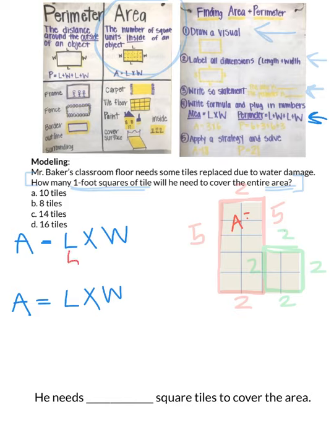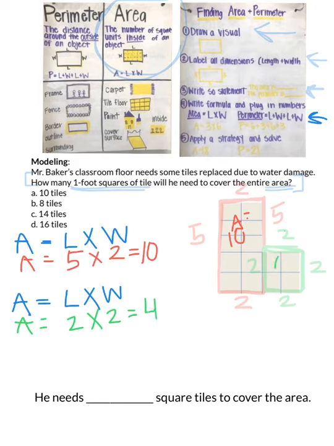My length is 5 and my width is 2. So 5 times 2 is 10. The area for my rectangle is equal to 10 square units. Okay, now moving on to our square. My length is 2 and my width is also 2. 2 times 2 is 4. So I've got 2 different areas here now. The area for my rectangle and the area for my square.